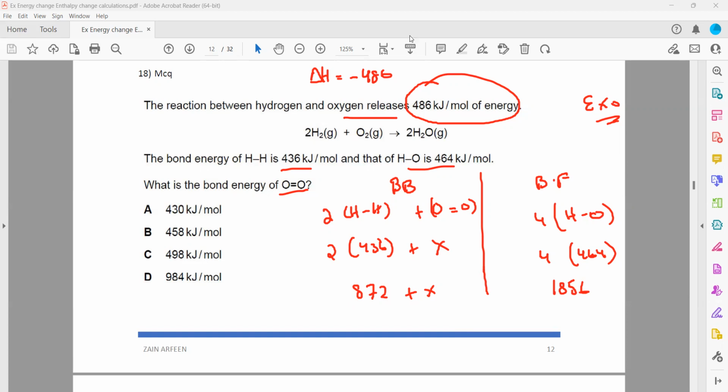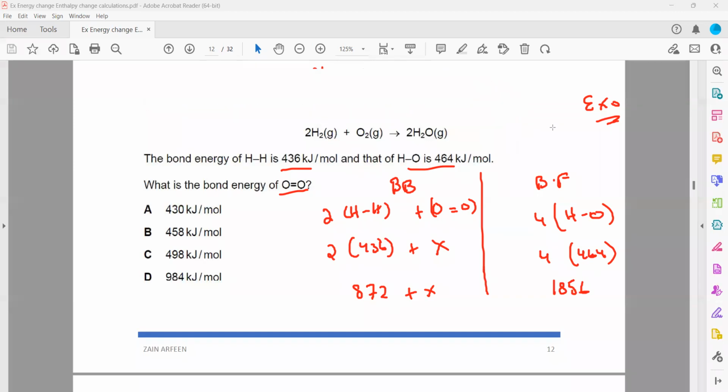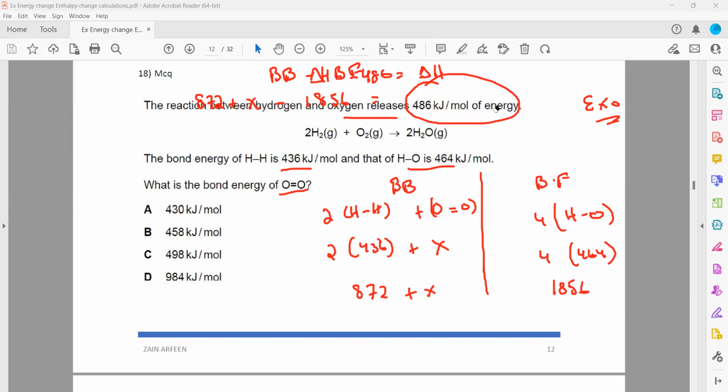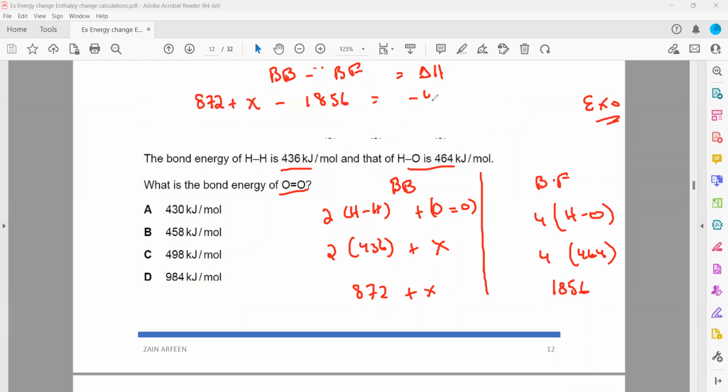Now, how to solve this question? We'll use the same formula: bond breaking energy minus bond forming energy equals energy change. And the energy change is minus 486. So bond breaking minus bond forming is equal to energy change. Bond breaking is 872 plus X, minus the bond forming energy, 1856. And what is the total energy released? That is 486. So minus 486.